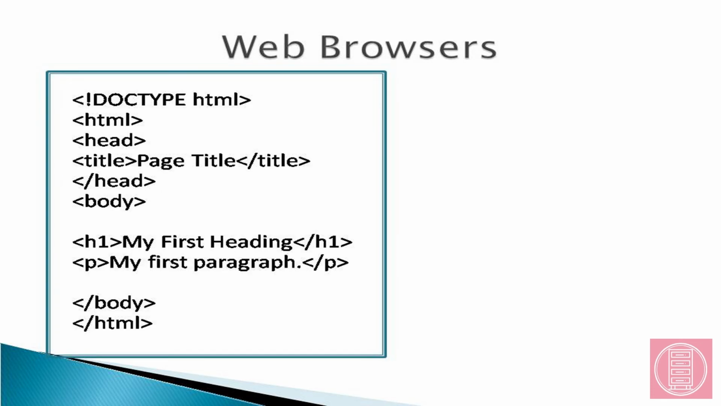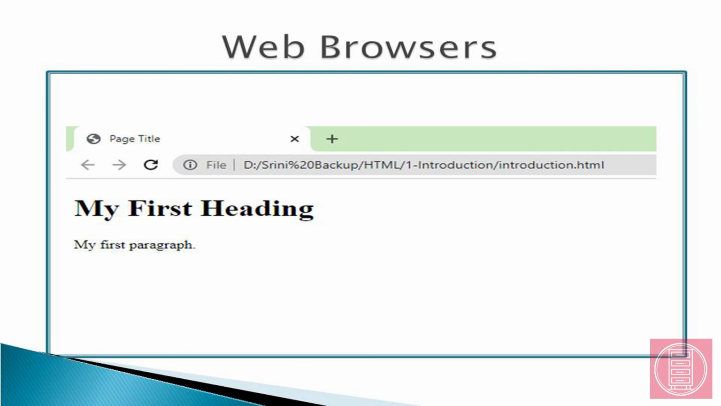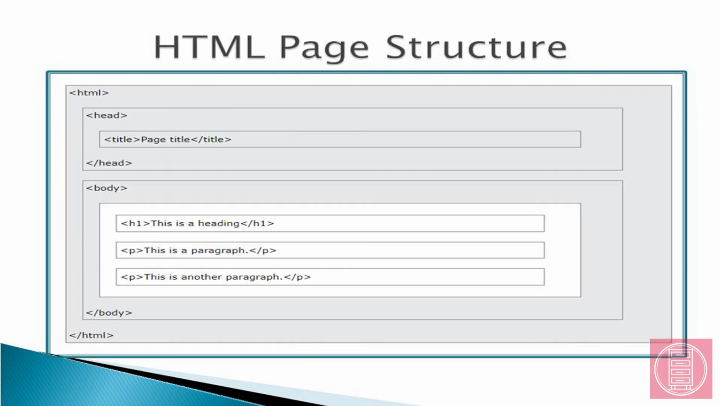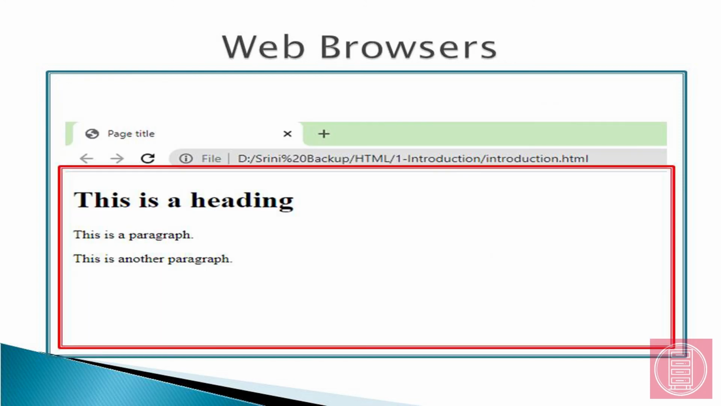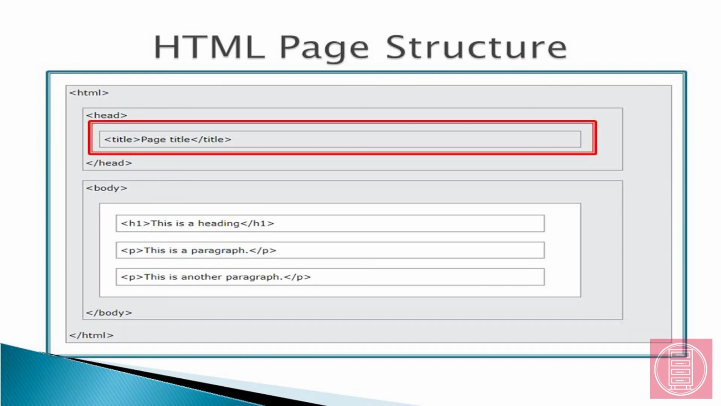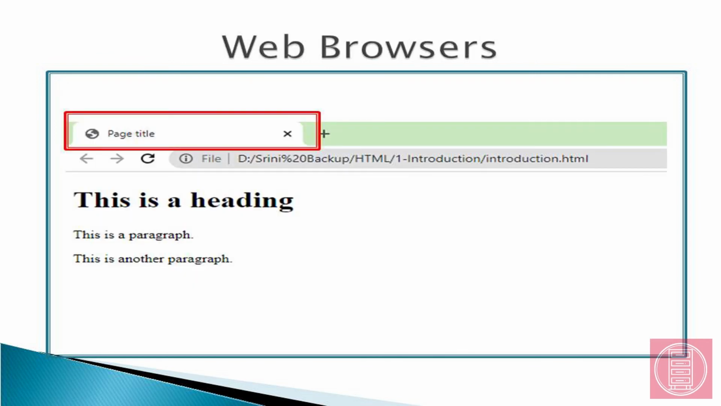See this sample HTML document. And this is the browser display of the sample HTML document. This is the visualization of an HTML page structure. The content inside the body tag section, the white area above, will be displayed in the browser. The content inside the title tag element will be shown in the browser's title bar or in the page's tab.